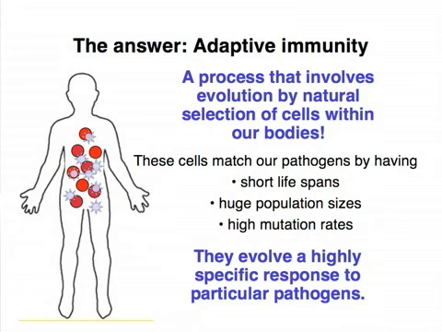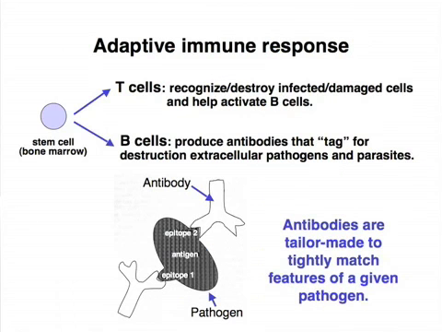So how does this work? We have, and this is going to be a highly simplified view of a very complex system, which is the immune system. But basically, we have two types of cells in our immune system, those called T cells, which recognize infected and damaged cells in our bodies and eliminate them. So cancer cells, for instance, would be subject to destruction by these T cells.